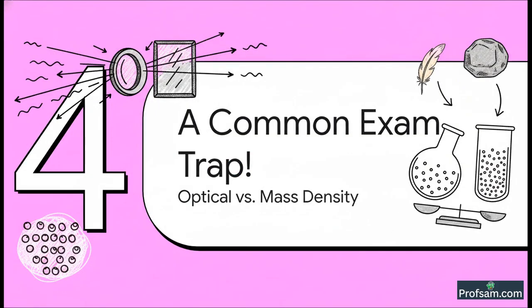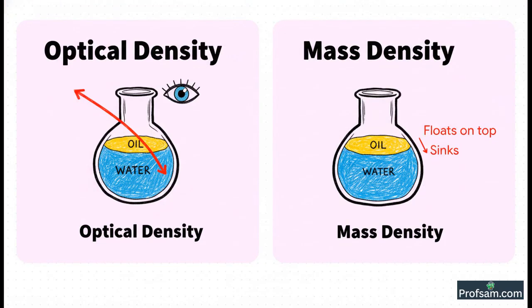Now, attention. Listen up, everyone. This is super important. This is a common trap in exams where so many students make a silly mistake and lose marks. We absolutely have to understand the difference between optical density and mass density. So here's the point you must remember. In optics, when we say a medium is denser, we do not mean it's heavier.